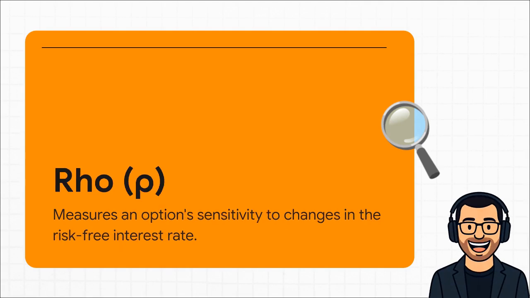And then there's Rho, which measures sensitivity to interest rates. Now, for the longest time, nobody really cared about Rho, right? Because rates were basically zero. But now, with rates moving all over the place, Rho is suddenly back in the spotlight. It's become a really important factor, especially if you're trading options that are way out in the future.